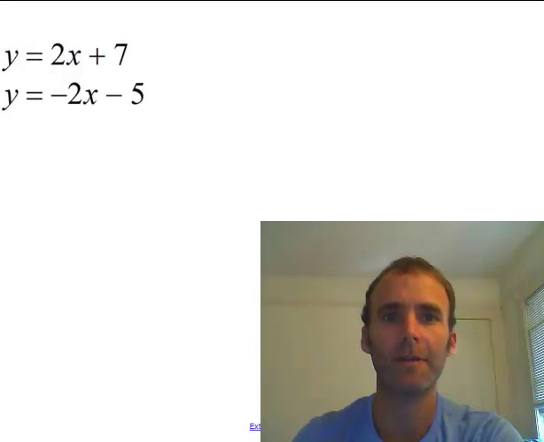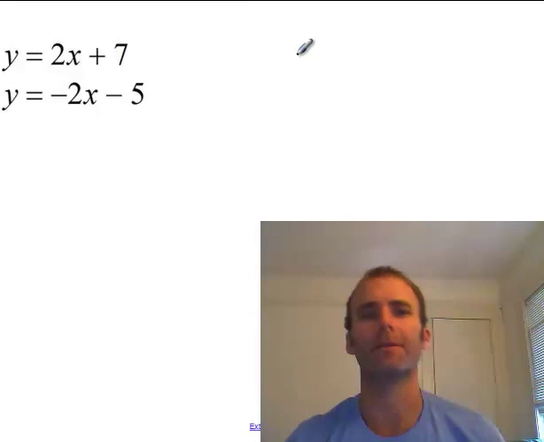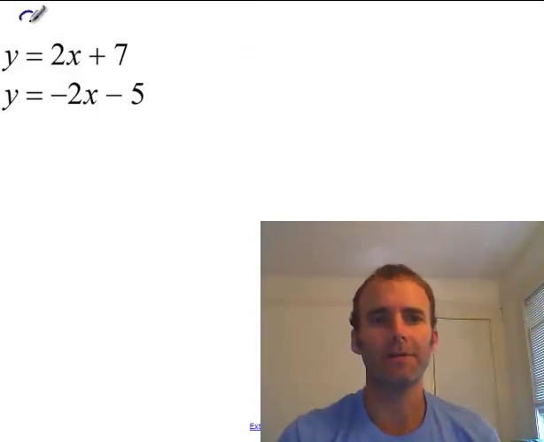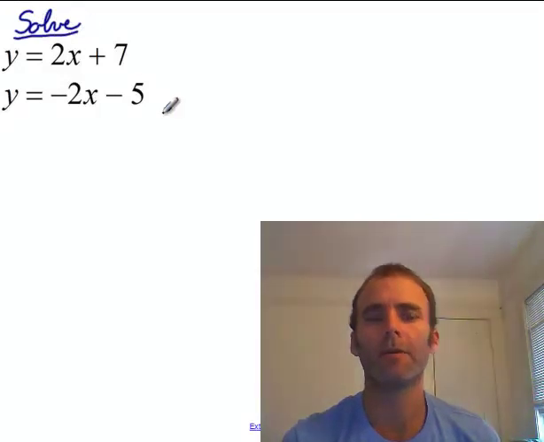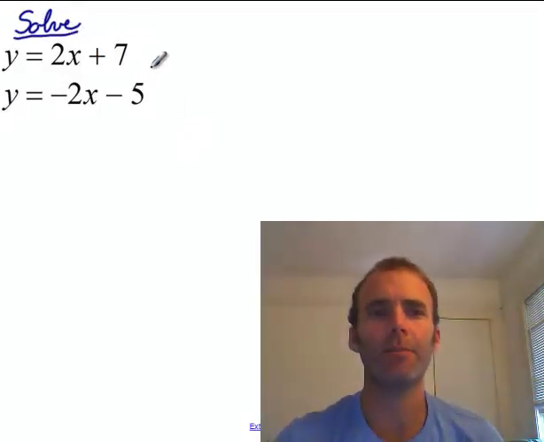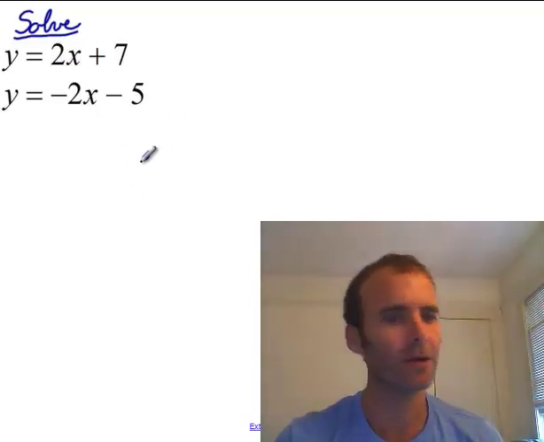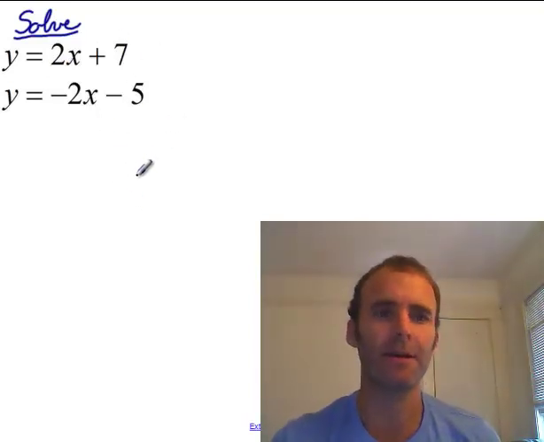Okay, let's solve this system of equations using the substitution method. So our objective again is to solve for the coordinate point that lies on both of these lines. If you look at this, you should see that both of these are lines. So we could graph this out and see where they intersect, but the method we're doing today is an algebraic method, so we're just going to solve these equations. Okay, so let's go through and we'll write the steps down as we go.